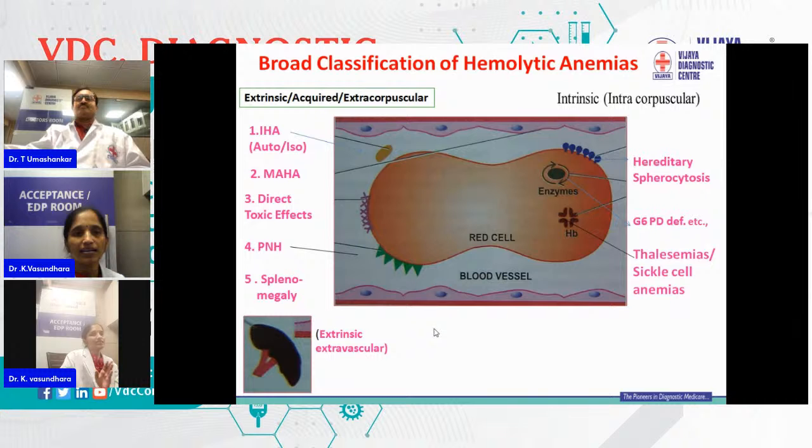In extrinsic or extracorpuscular hemolysis, it includes autoimmune hemolytic anemias, microangiopathic hemolytic anemias, direct toxic effects that include drugs, paroxysmal nocturnal hemoglobinuria, paroxysmal cold hemoglobinuria and tropical splenomegaly. In endemic areas of malaria, there is a splenomegaly, and because of this splenomegaly also the RBCs get sequestrated in the spleen and get destroyed, causing the hemolysis.